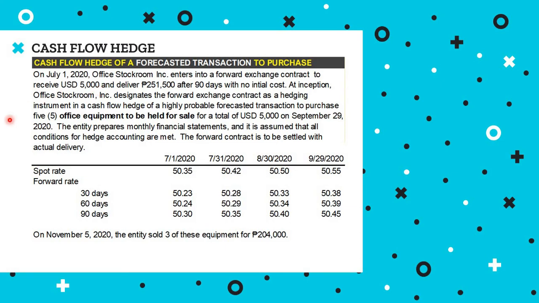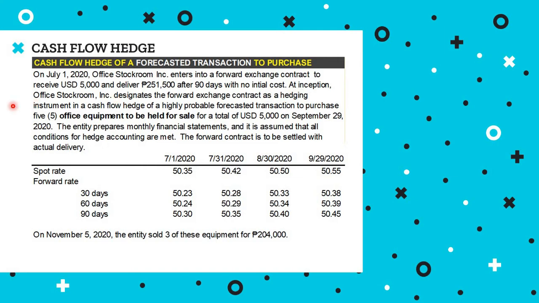So, ibig sabihin, tayo ay bibili. At ano ang bibili natin? 5,000 US dollars. At ang ating ibabayad is 251,500 pesos. So, yung ating i-deliver, this is the outflow, which is already fixed at 251,500 and is payable after 90 days. Pero at date of inception, sabi, there is no initial cost. So, ibig sabihin, wala tayong binayarang premium at date of inception.